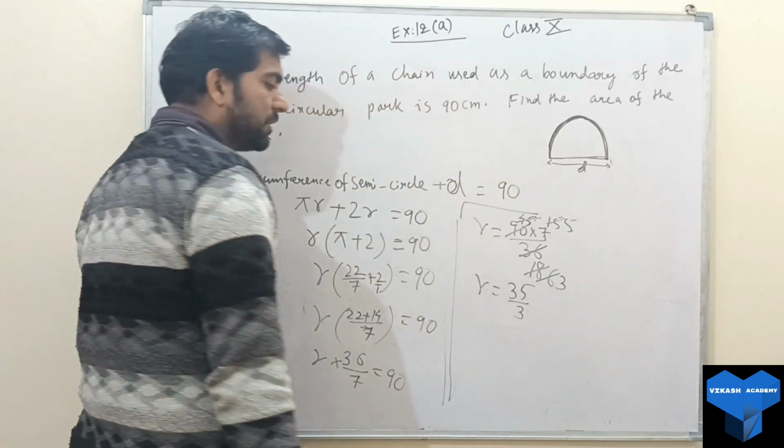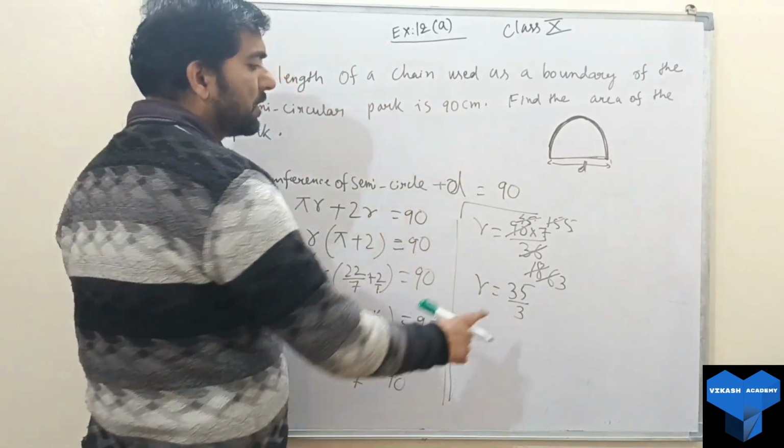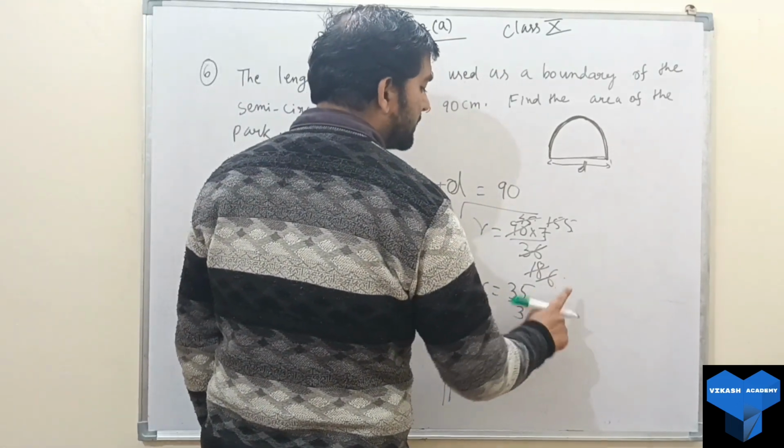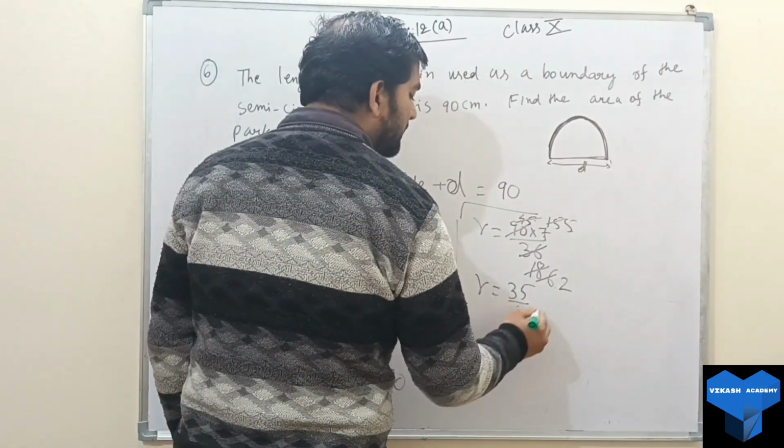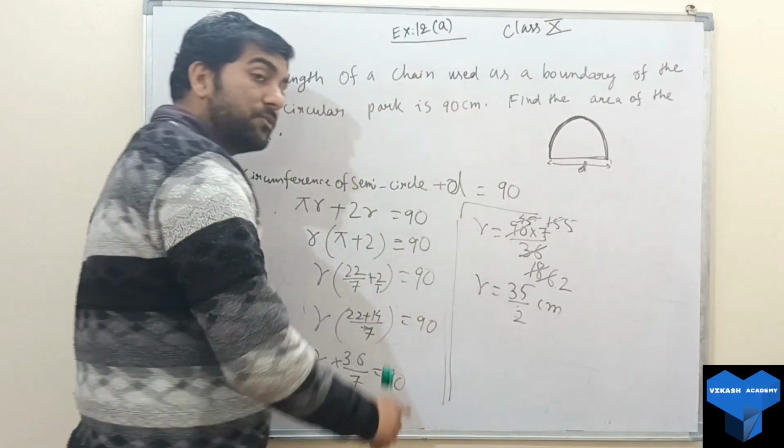Here we are cancelling with 3, so it will be 3 twos are 6, so here it will be 2. So you can write it in decimal or you can stop here. So the radius we have obtained.